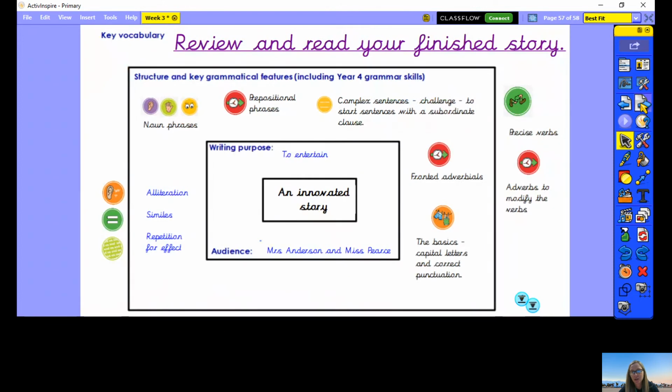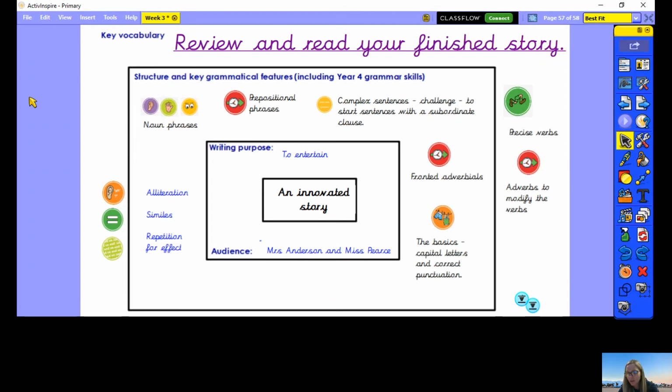Brilliant, Year 4. So you have finished writing your story. Today, I don't want you just to review your final paragraph. I want you to actually read back through your story from start to finish. Really important, if you read your story through from start to finish, just to check that it all makes sense. Check that you have told your story as well as you possibly can. And then you might want to think about reviewing and editing your final story. Use our key features here to make sure that you have included them.